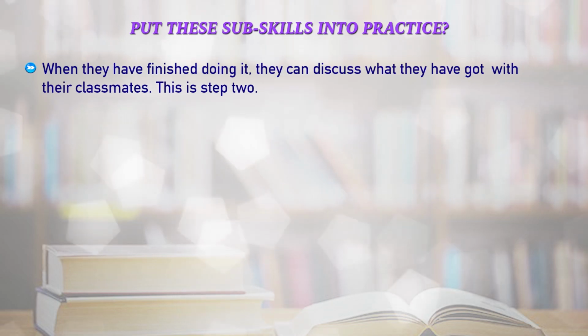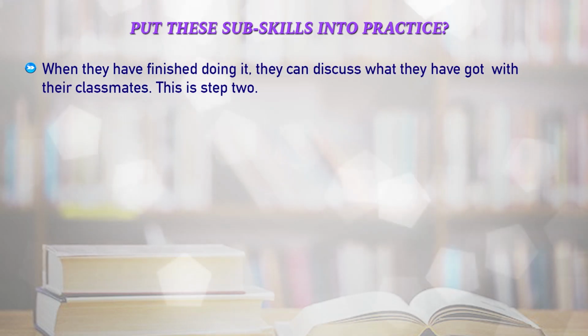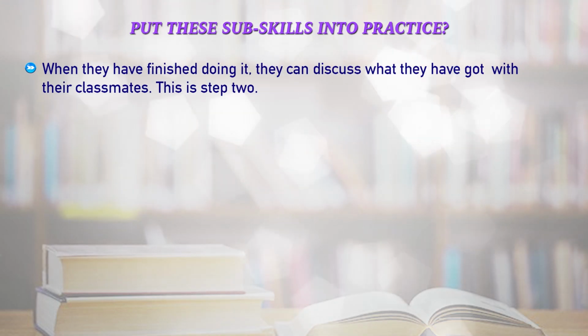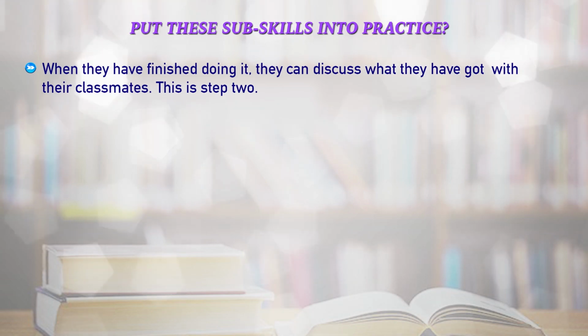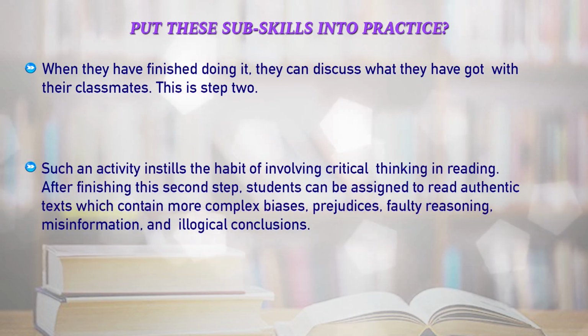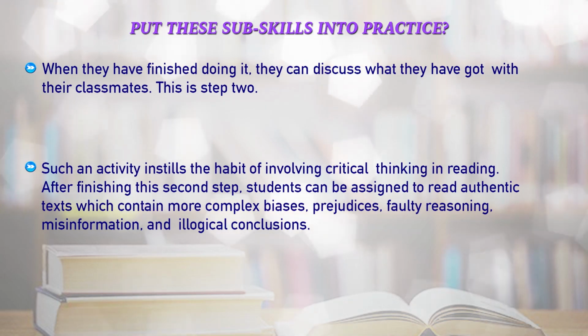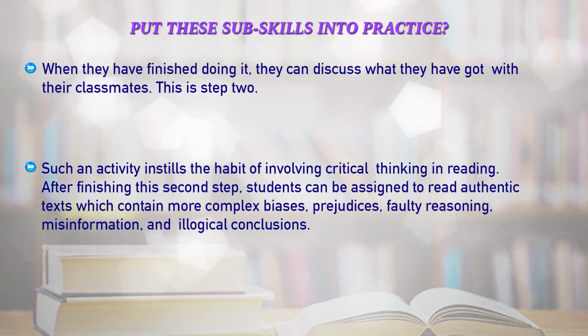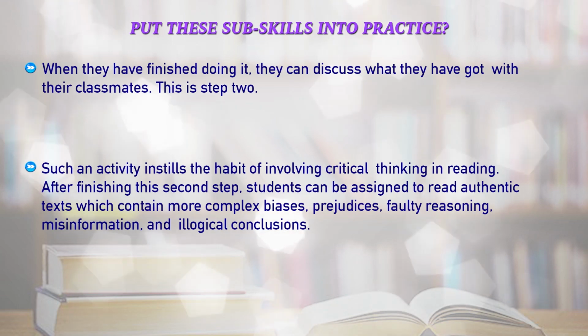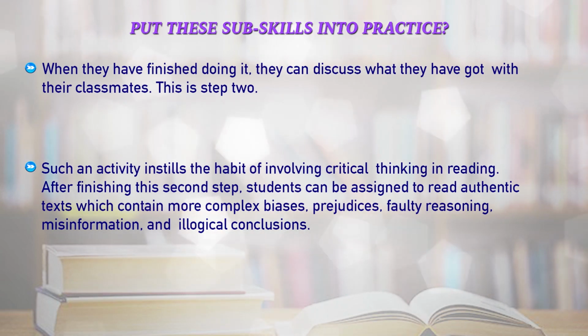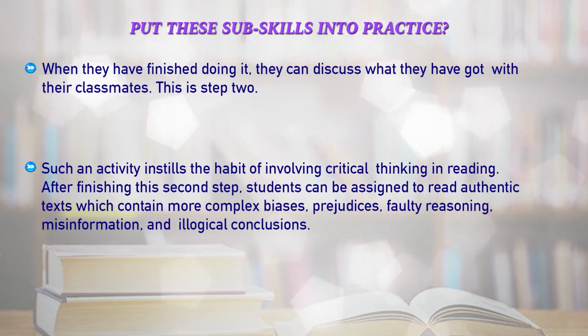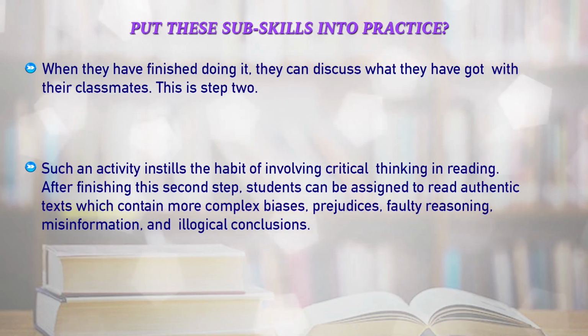When they have finished doing this, they can discuss what they have got with their classmates. This is step 2. Such an activity instills the habit of involving critical thinking in reading. After finishing this second step, students can be assigned to read authentic texts which contain more complex biases, prejudices, faulty reasoning, misinformation, and illogical conclusions.